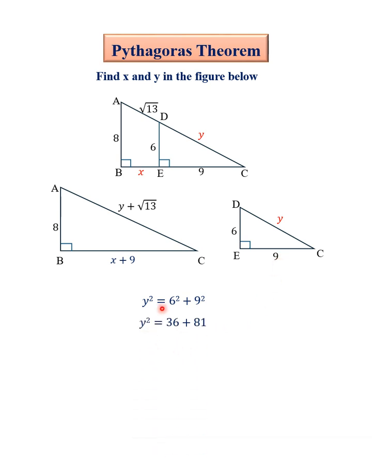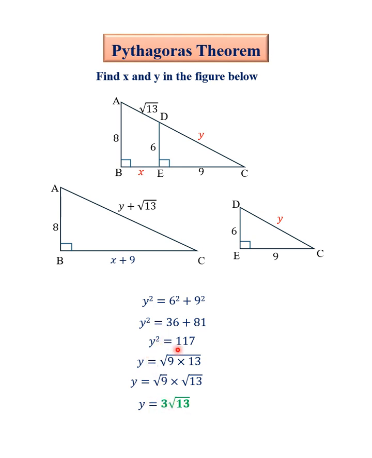If we solve further, y squared gives us 36, 6 squared is 36, plus 81, 9 squared is 81. 36 plus 81 gives us 117. So y squared is equal to 117. And to obtain y, we take the square root of 117. 117 can be broken down into 9 times 13. So the square root of 9 times 13 can be written as the square root of 9 times the square root of 13. The square root of 9 is 3, so y will be equal to 3 root 13. And this is the value of y.